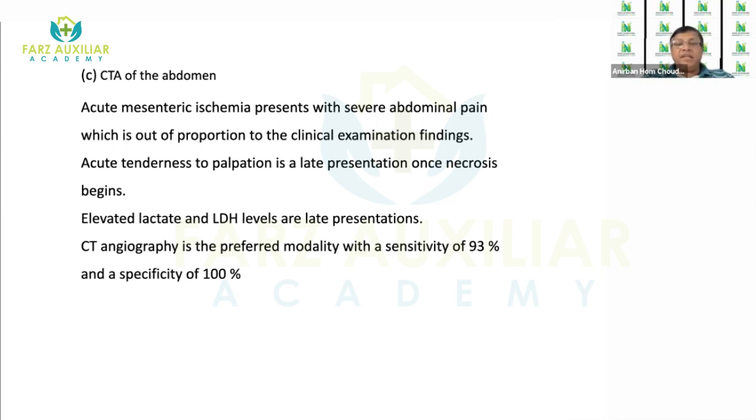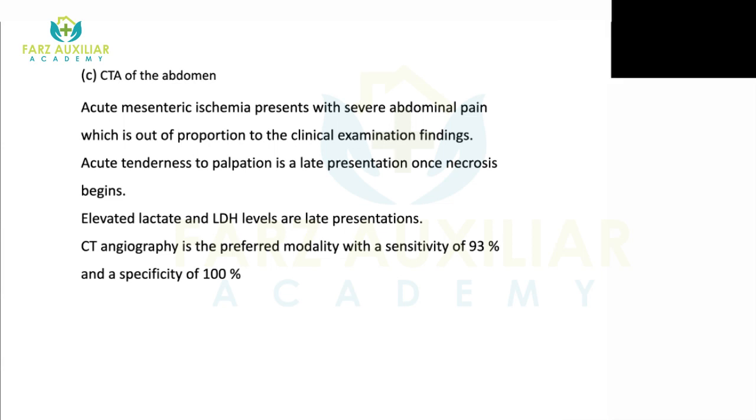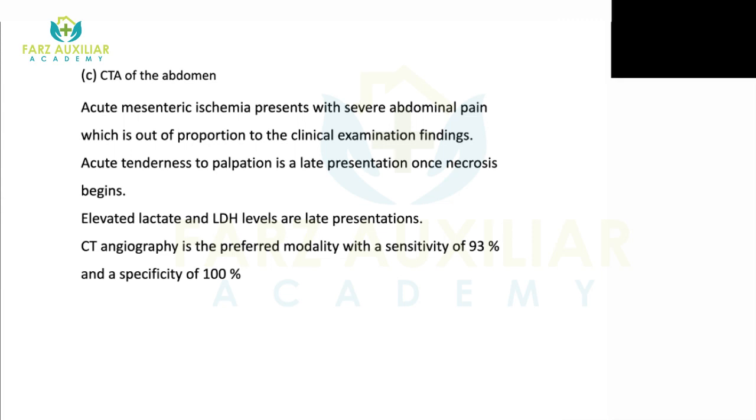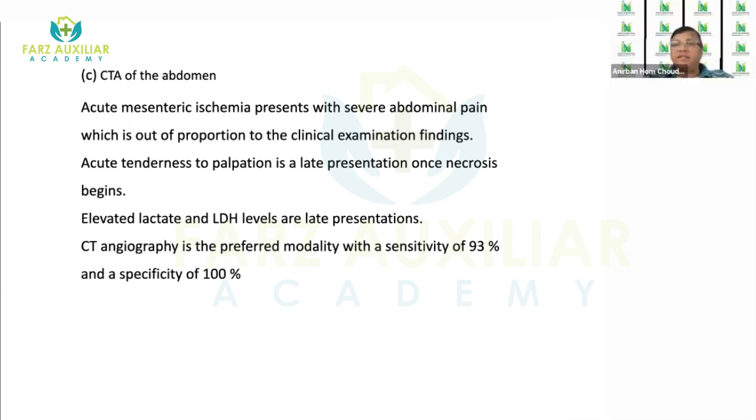Elevated lactate and LDH levels are also late presentations. You can see that the lactate was 1.2 in this patient, which is very much within the range. And CT angio is the preferred modality, with a sensitivity of 93% and a specificity of 100% to diagnose this condition of acute mesenteric ischemia. So therefore, the answer here is C. And in such questions, you will have to look for the clinical findings that have been put before you, because a lot of clues can be gathered from this.